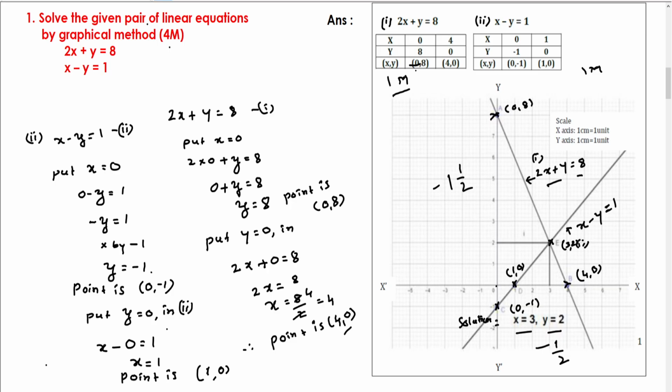0, 8 means the x coordinate is 0, and 8 will be on the positive y axis. The point will be here. Look at the point 0, 8.